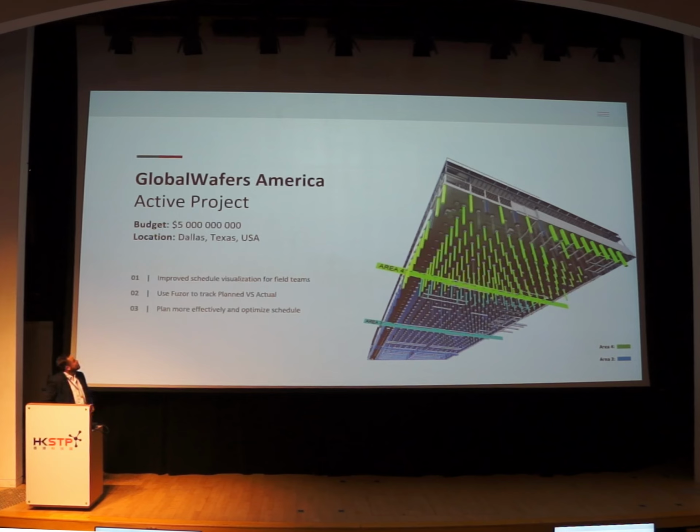All right, so the next project is Global Wafers America. This is one of our largest projects. It's one of the largest projects in the United States. It is a semiconductor silicon wafer manufacturing facility. The budget for phase 1 is $5 billion. It's right outside Dallas in a town called Sherman, Texas.